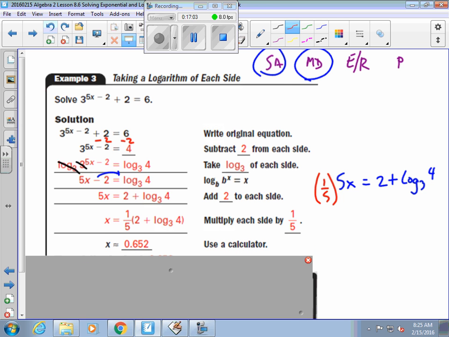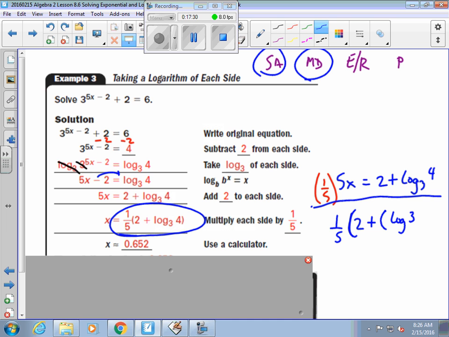And then it says use a calculator. Now, we have to change this. Most of us can't just punch this in like this in a calculator. We have log base 3 of 4. So it winds up being 1/5 times 2 plus, and then another parentheses, log 3 divided by log 4. That parentheses closes, and then you close it again.